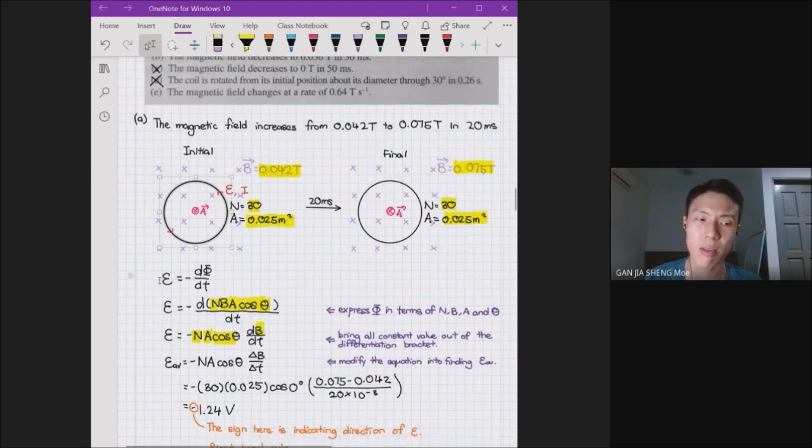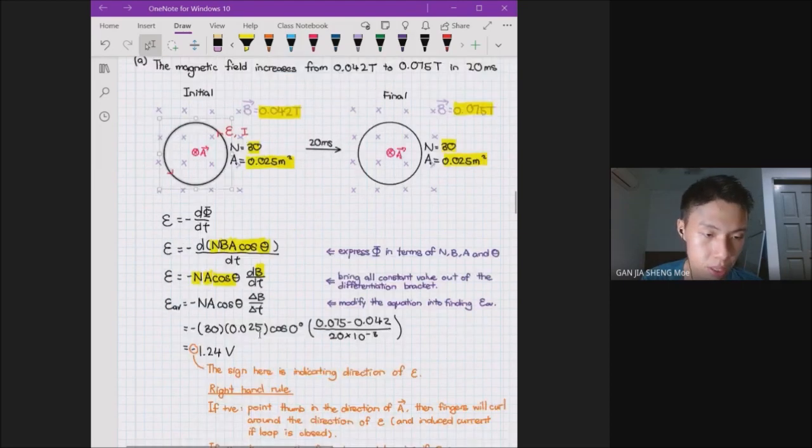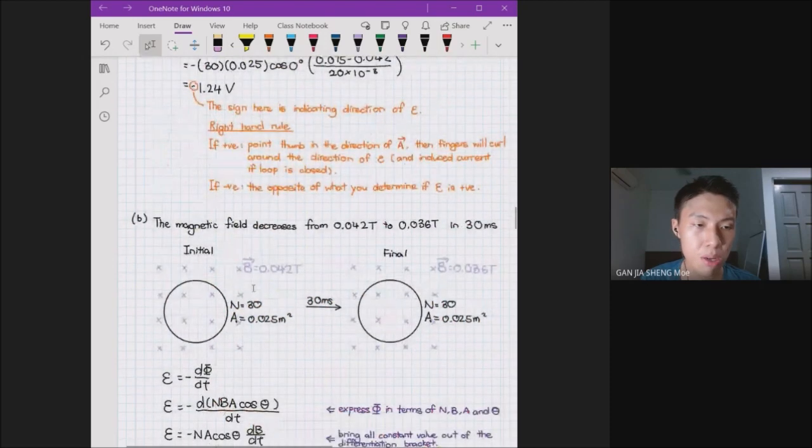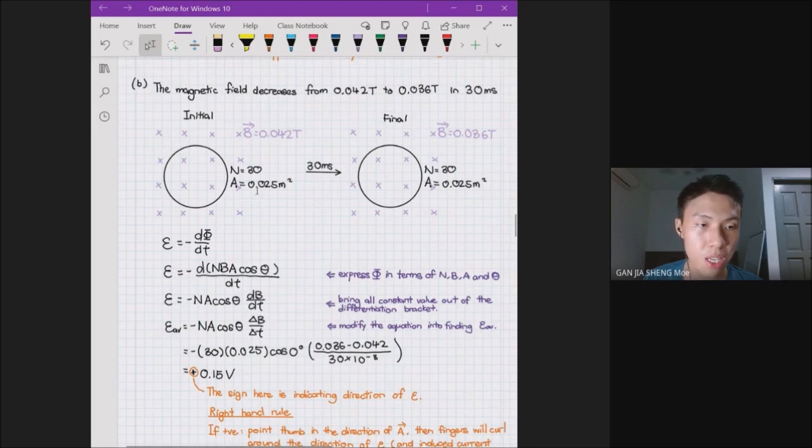Again, it starts from the same equation, Faraday's law. Okay, look at the next question. Now, the magnetic field decreases from 0.042 Tesla to 0.036 Tesla in 30 milliseconds. So now the initial situation, we have a magnetic field of 0.042 Tesla. The final situation, we have a magnetic field of 0.036 Tesla. The others don't change. The number of turns remains at 30 turns. The area of the loop is also 0.025 meters squared. Nothing much has changed. Only the magnetic field has changed.